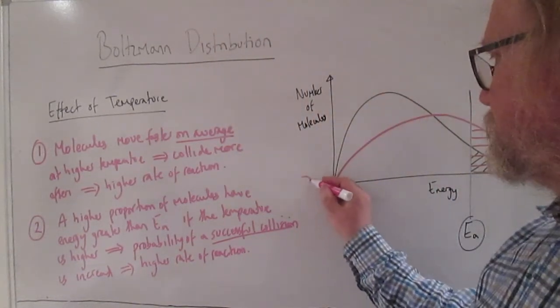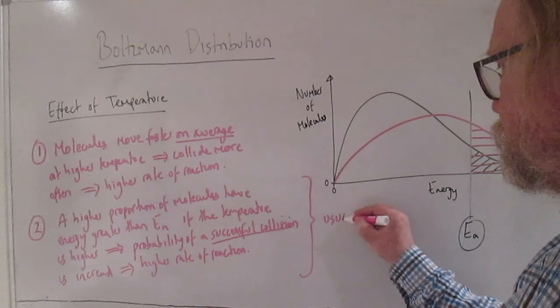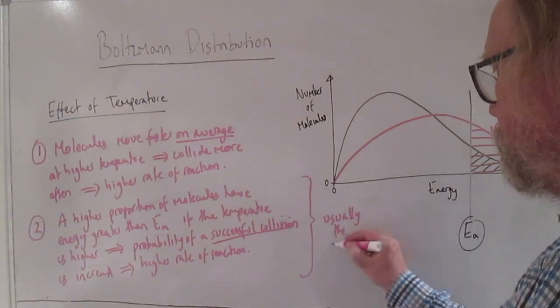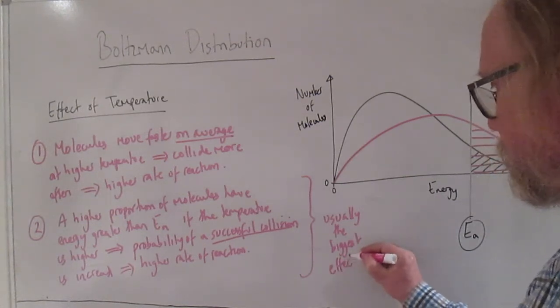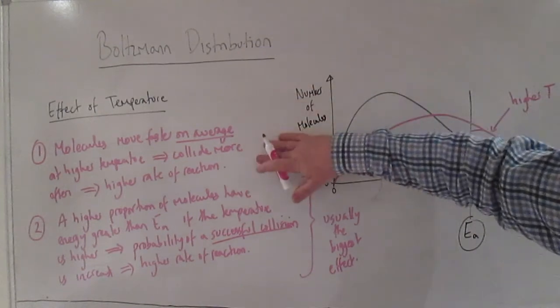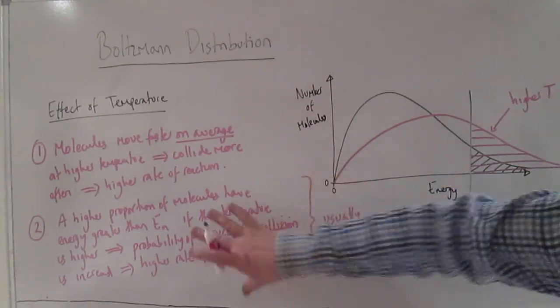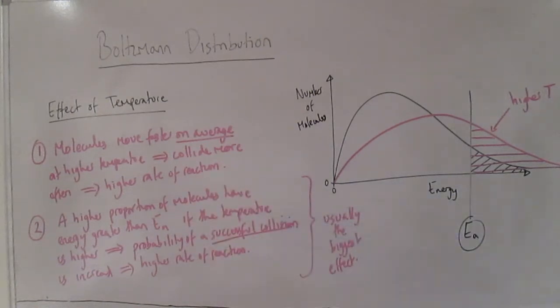And as I say, this is typically, usually, the biggest effect. So when you're writing about temperature dependence, you should mention this, but most of the marks will go for this, because this is the biggest effect. So practice the diagram, use the shading to indicate this big difference in population of molecules with enough energy to react, but make sure you can put it in words as well. And the consequence of that is this well-known effect that reaction rate increases with temperature.